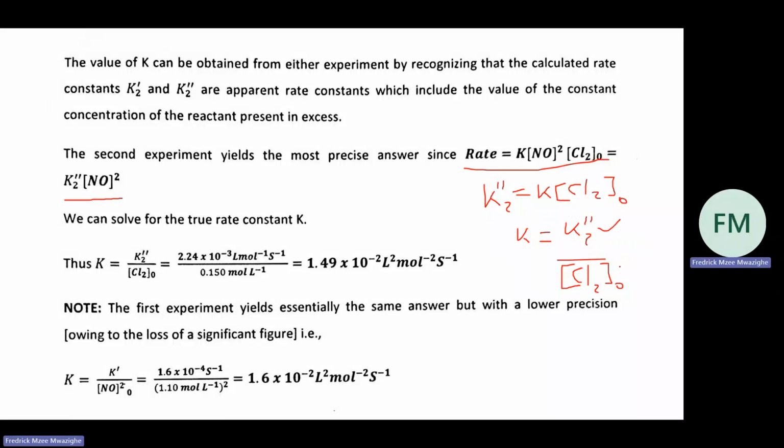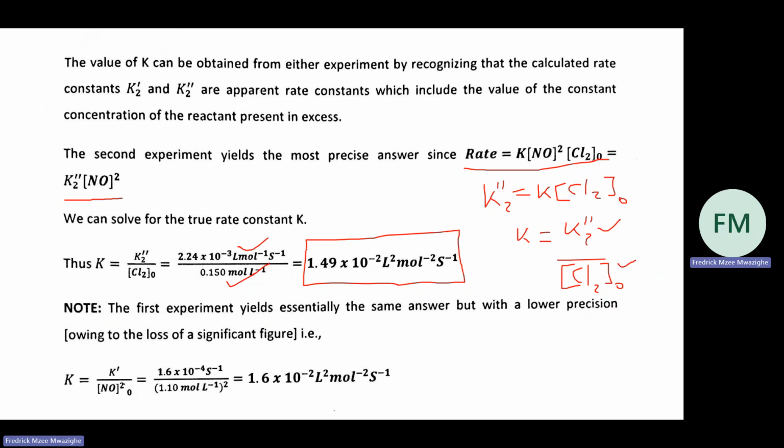So in this case, we have these two values. K2 double prime has been determined as 2.24 times 10 to the power minus 3 liter per mole per second, divided by the initial concentration of chlorine, which is given, 0.150 moles per liter. When you do that, you get the value of K to be equal to 1.49 times 10 to the power minus 2 liter squared per mole squared per second.